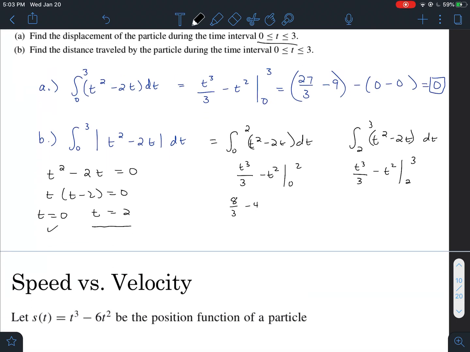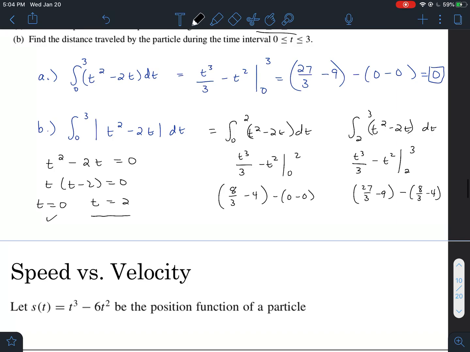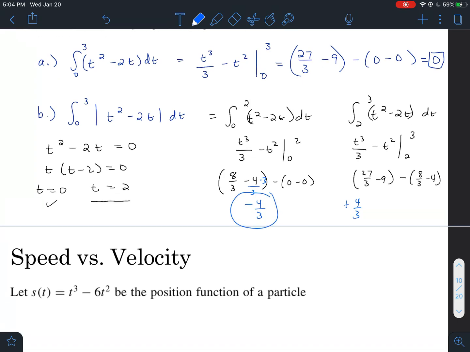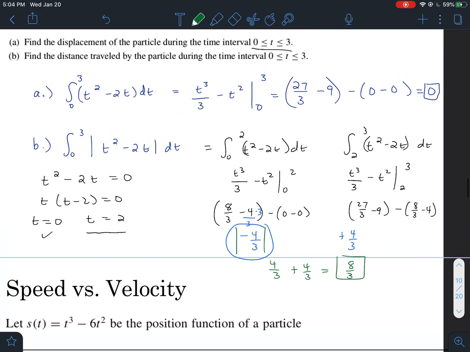So this would be 8/3 minus 4, and then minus 0 minus 0. And then this one would be 27/3 minus 9, then minus 8/3 minus 4. Well, get a common denominator over 3. So this would be negative 4/3. And then this would be 9 minus 9, which is 0, and then that would be positive 4/3. Okay, well, that displacement is negative 4/3. But if we want to deal with distance, we take the absolute value of that. So that's going to be 4/3. And then the other side was 4/3. So the distance traveled by that object would be 8/3.